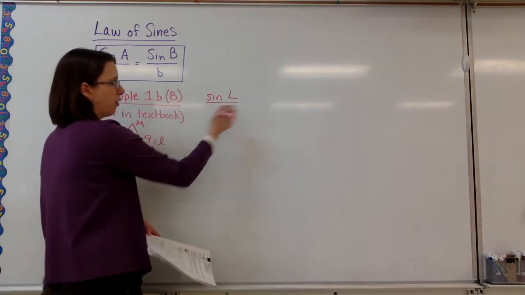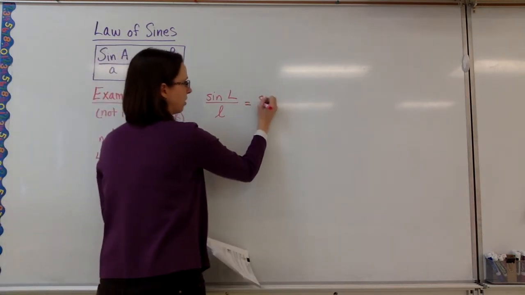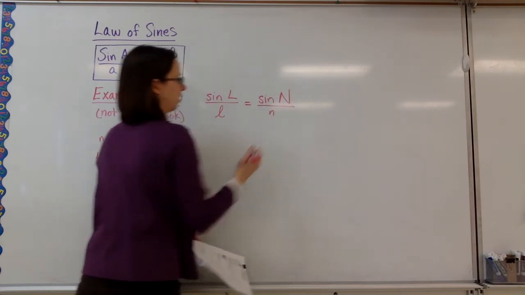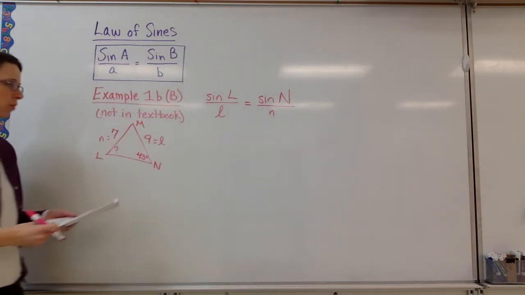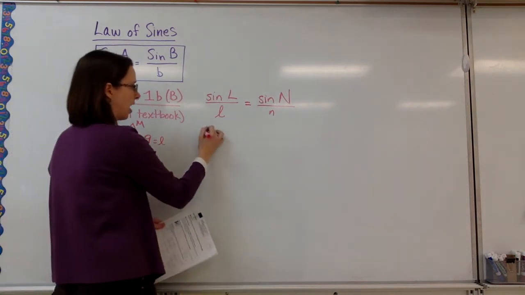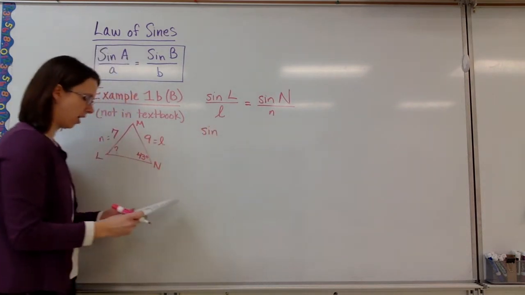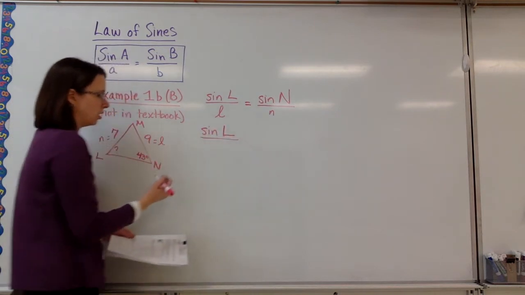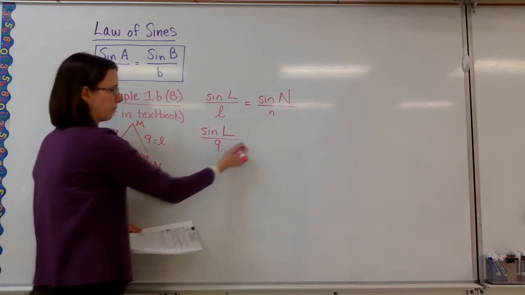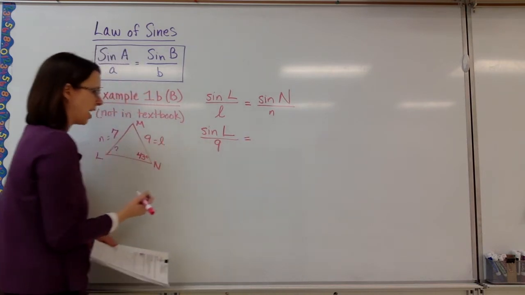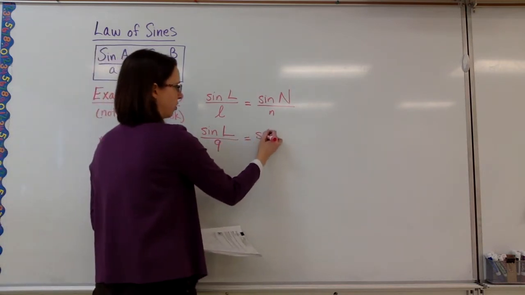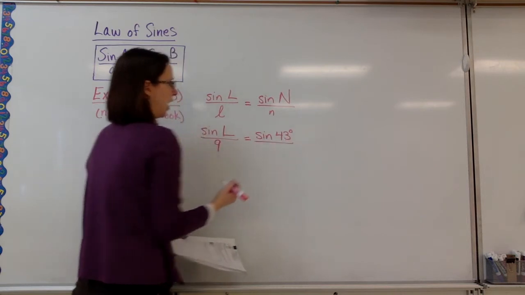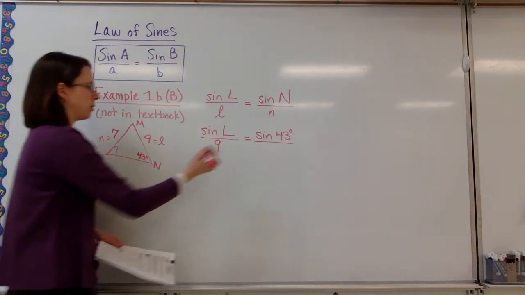So sine of L over script L is going to equal sine of capital N over little n. And filling in what we know, we have the following. Sine of L is our unknown, so we're going to leave that as our variable. Little l is 9. Sine of N is actually sine of 43 degrees. And over n is going to be over 7.